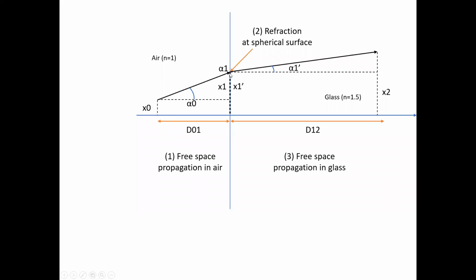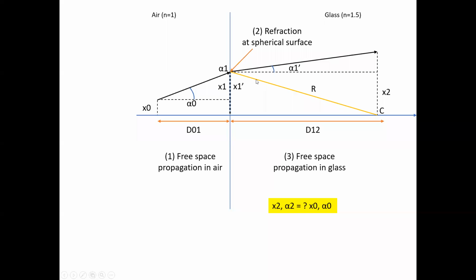For refraction, the distance from the optical axis remains the same, but the angle is changed. Okay, so let's analyze each of these cases one by one. I have my outputs, which are x2 and alpha 2, and I have my input, which is x0 and alpha 0. I have to figure out the relationship between these two.